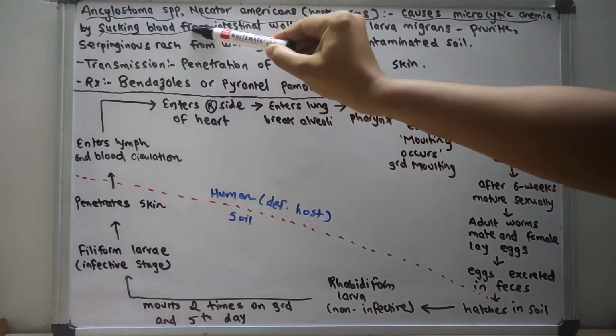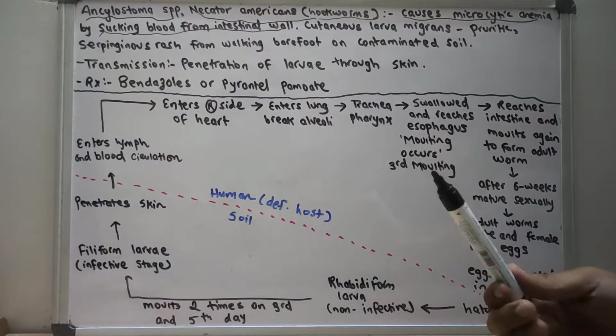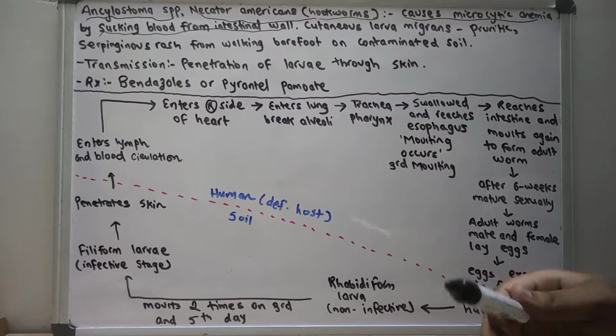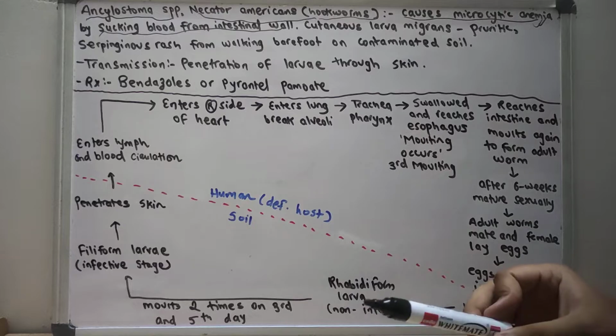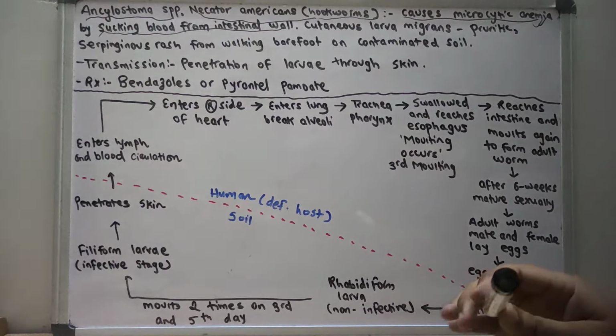They suck the blood from the intestinal wall and cause blood loss from our body, and from that blood loss it causes microcytic anemia, because after there is blood loss there is loss of the iron also.